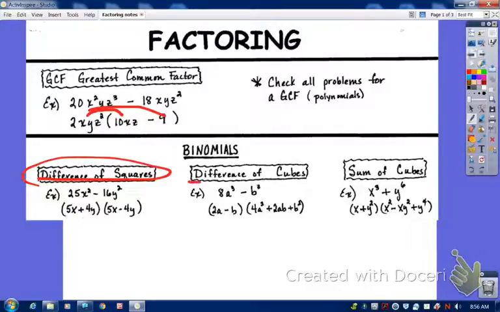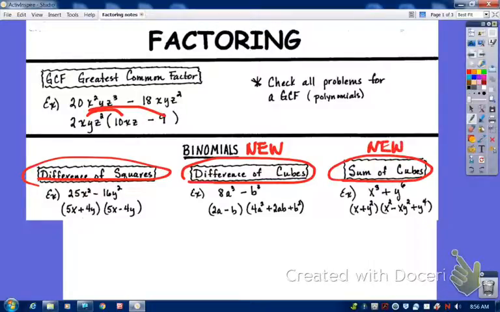The next binomial that we're going to look at is the difference of cubes. It is new. If you're thinking, I have never, ever seen that, I did not learn that in Algebra 1, you are correct. That is an Algebra 2 type of factoring, but it's still a binomial. And the sum of cubes is also new.